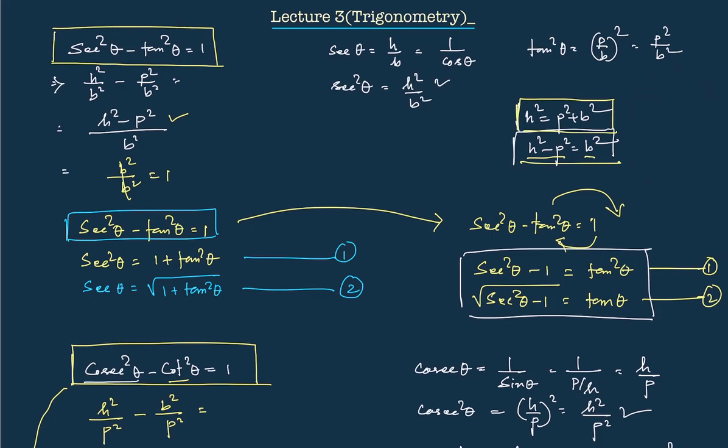So from this formula we can derive what is b square. Taking p square to the right hand side, h square minus p square is going to be b square.